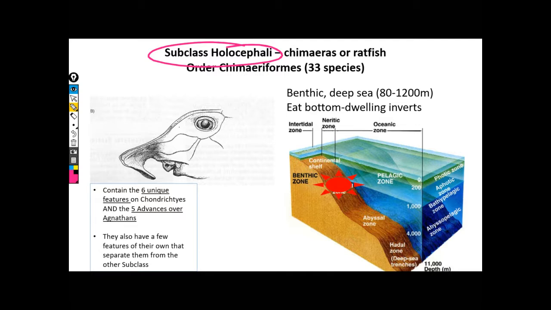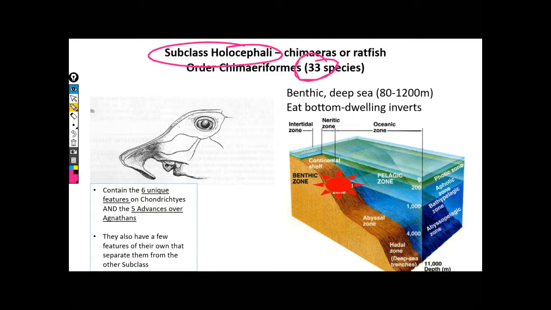Okay, so remember that was all subclass Elasmobranchii. We do have that whole other subclass, Holocephali, which are chimeras and ratfish. Remember, of the 900 species, which is small enough as it is, these guys only make up 33 of them. So when I said that they're a very small portion, I mean small and tiny.